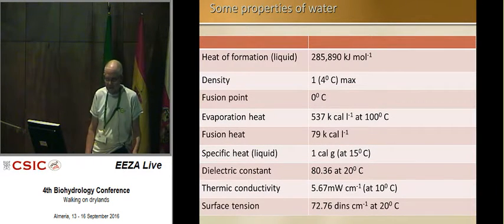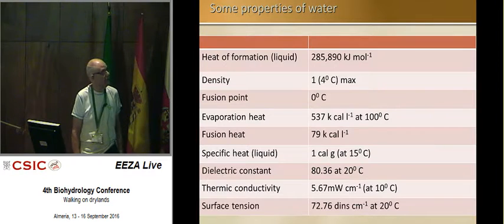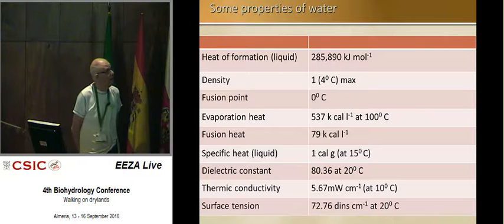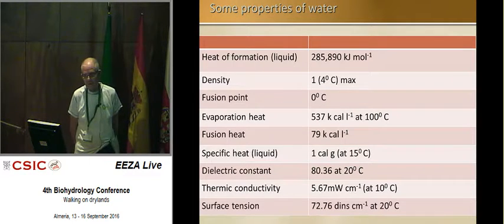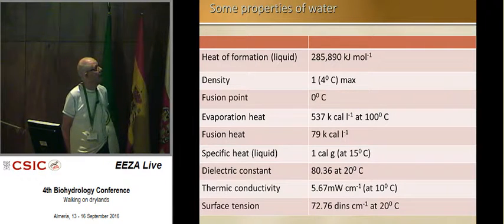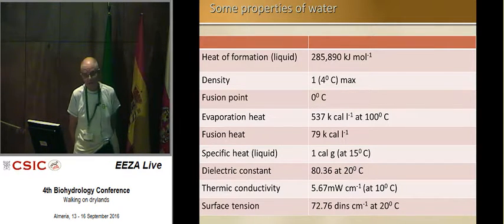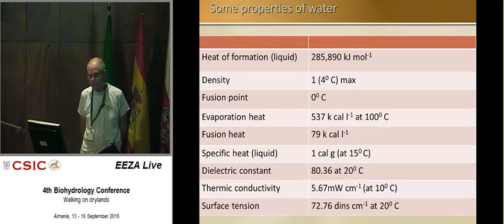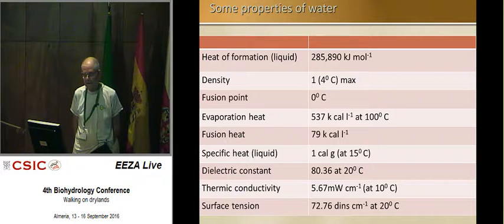First of all, let's have a look at some properties of water. Water has a molecule with a high energy of formation. It is very stable. Maximum density is at 4 degrees. It is relevant in some cases for vegetation in cold areas.